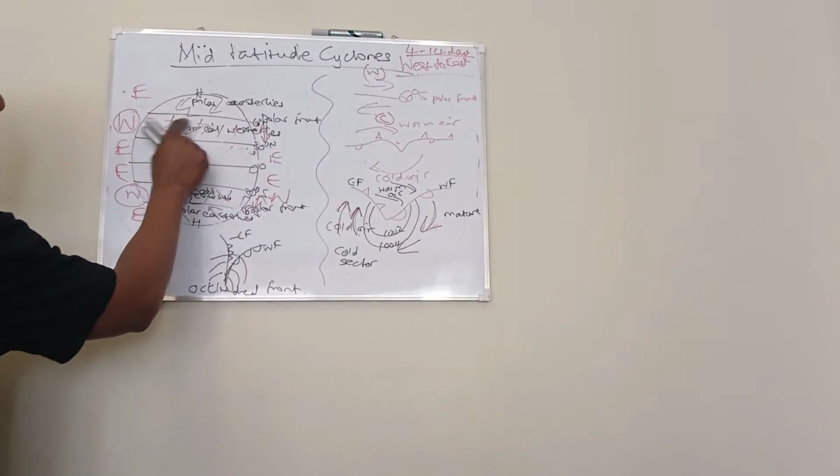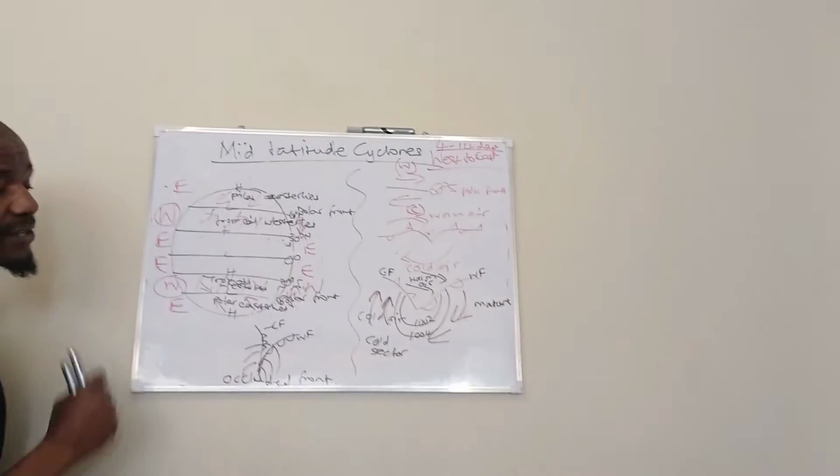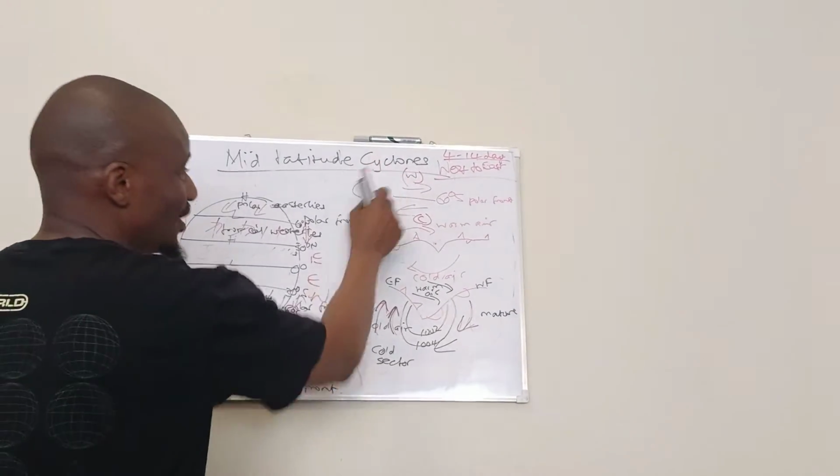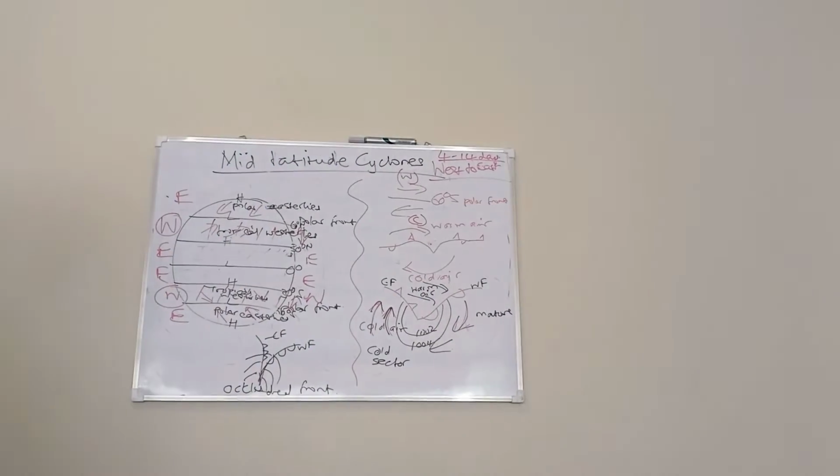This is where we've got our polar front subtropical low. That's where they are converging. This is the initial stage. What else is happening here?